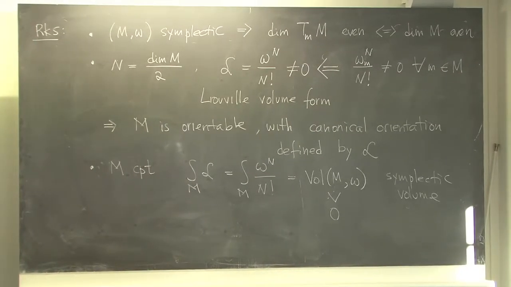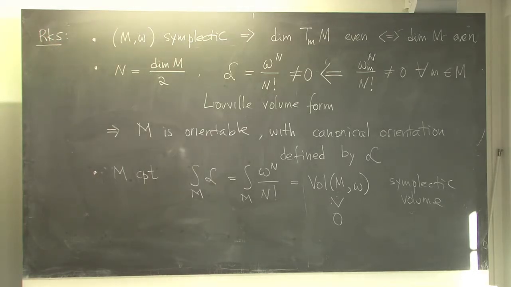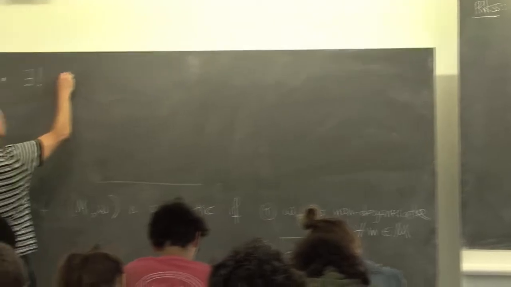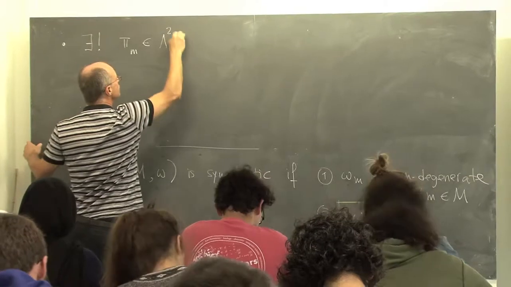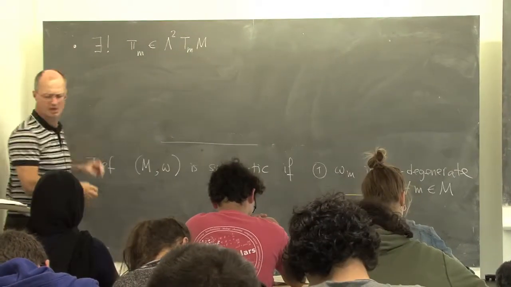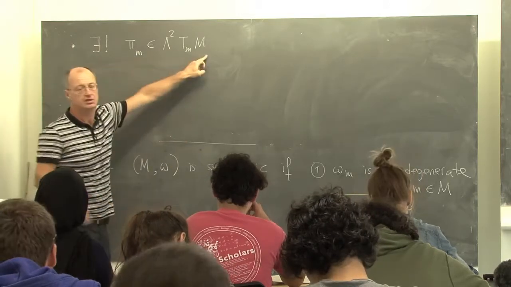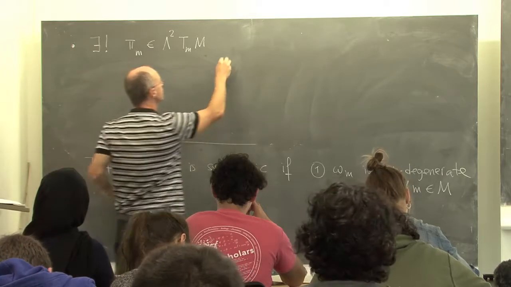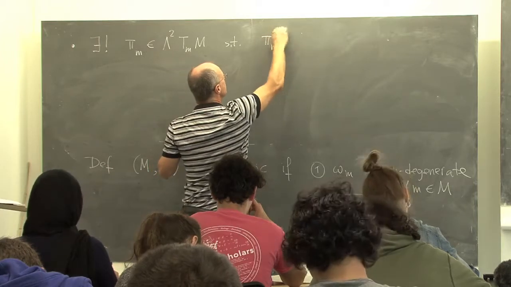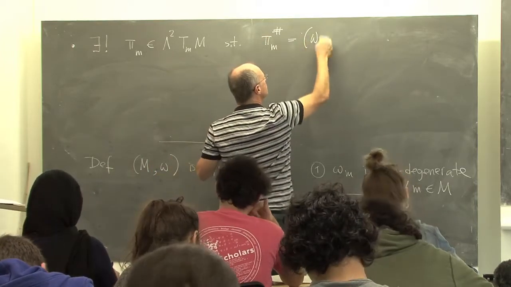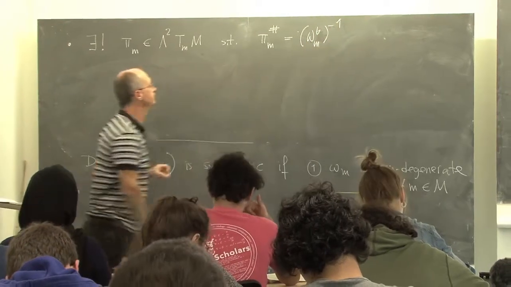Now, maybe one more remark. From our discussions of last time, we know that there exists a unique element of wedge 2 T_mM. So for any m, there is a unique element in this second exterior power such that phi_m sharp is equal to omega_m flat inverse, right?